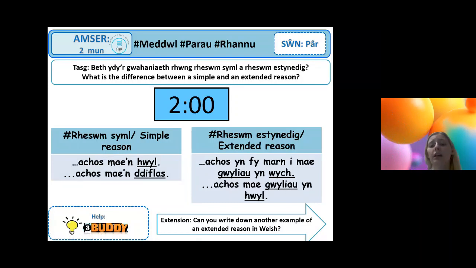So an extended reason is basically because plus an opinion or plus some sort of idiom, for example. So because holidays are great. So instead of just saying a 1-word answer, because it's fun, because it's boring, you are using a more developed opinion, which is what the examiners will be looking for in the exam. So I haven't just said achos mae'n hwyl, because it's fun, achos mae gwyliau yn hwyl, because holidays are great. And here I've added in an idiom, achos yn fy marn i mae gwyliau yn wych. In my opinion, holidays are great.